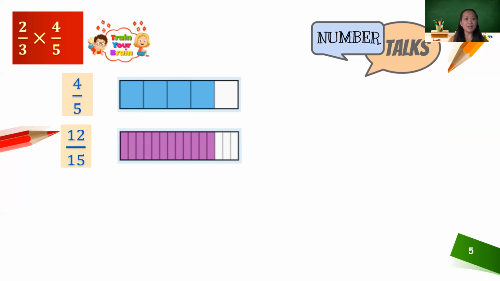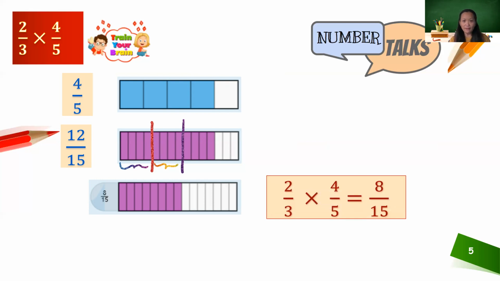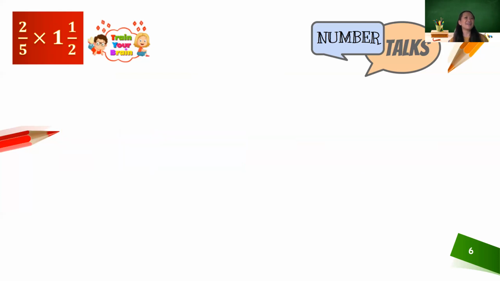Then we're going to split that purple part into 3 equal parts because we want to take 2/3 of it, right? So once I have 3 equal parts, I'm going to take 2 of them. So I would say that 2/3 multiplied by 4/5 is 8/15. Pretty awesome.